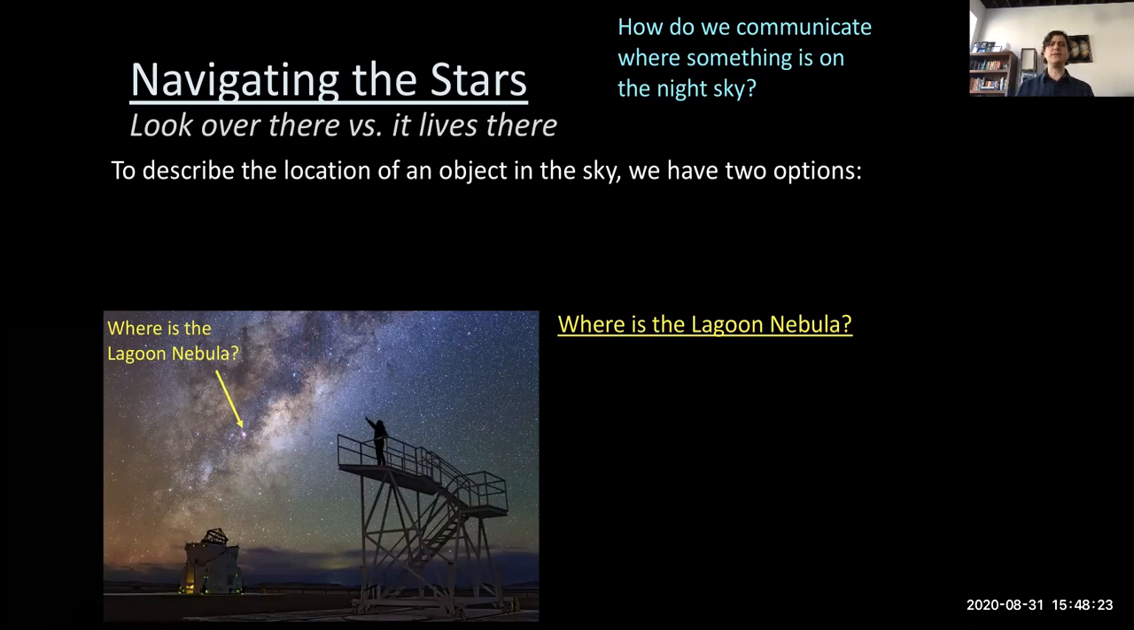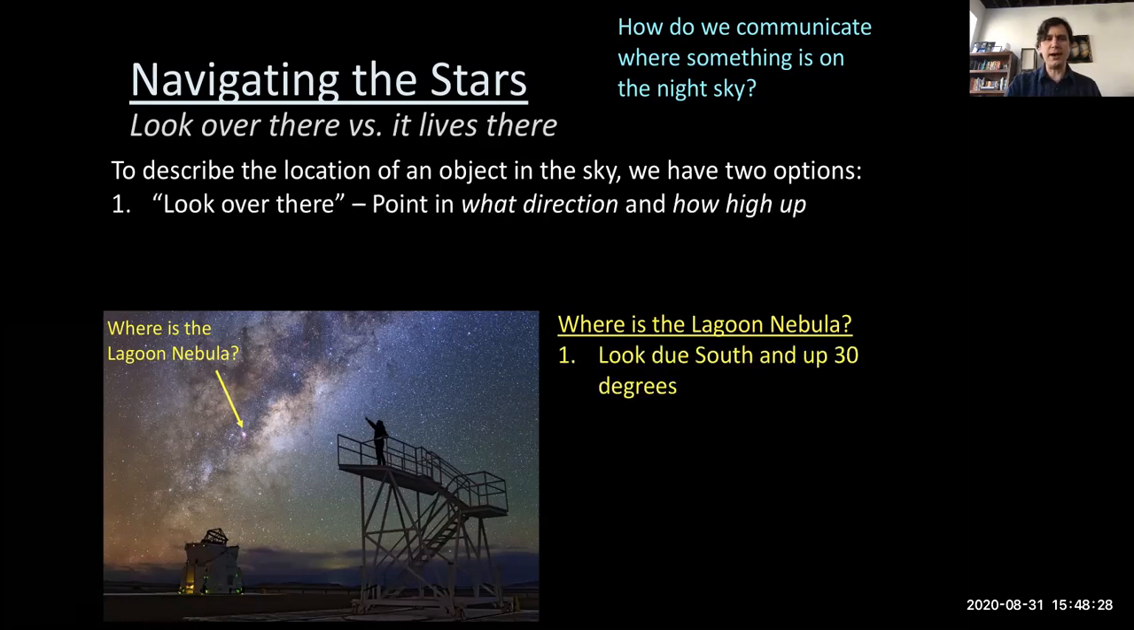We essentially have two different choices. We have what I'll call the look over there, point in what direction and how high up. So, hey, look, it's over there. This is going to turn out to be the horizontal coordinate system that works for local skies. So in this case, to give it a little bit more specific than, hey, look over there, it's look south and up 30 degrees.